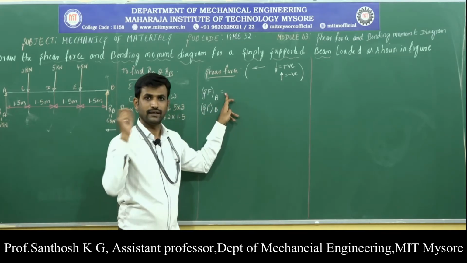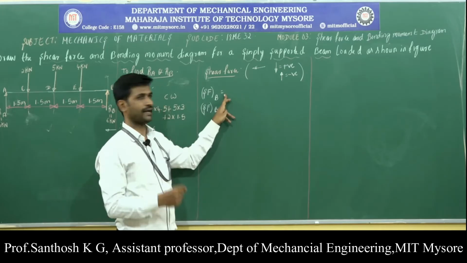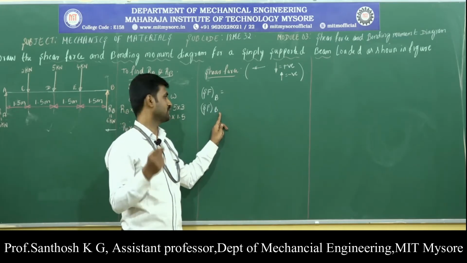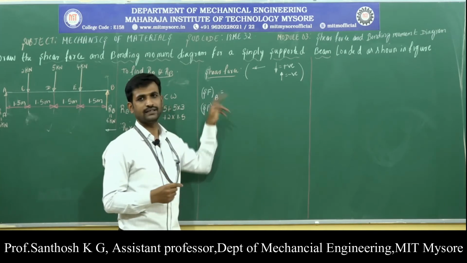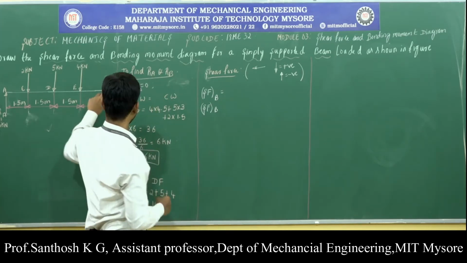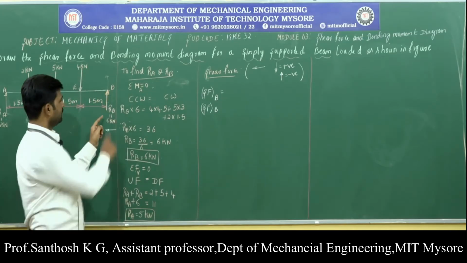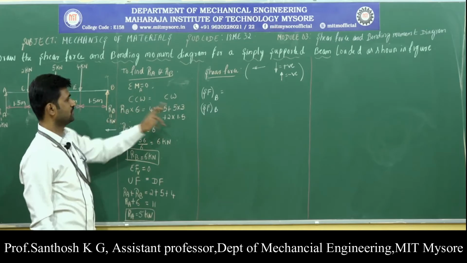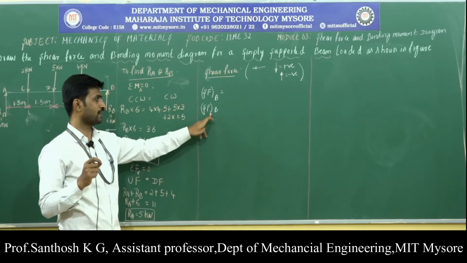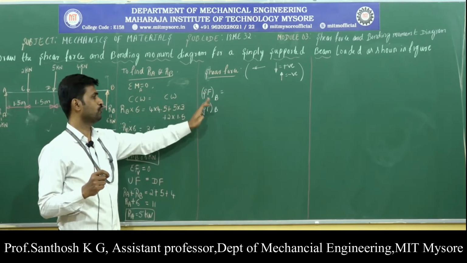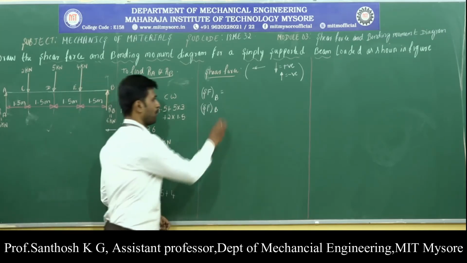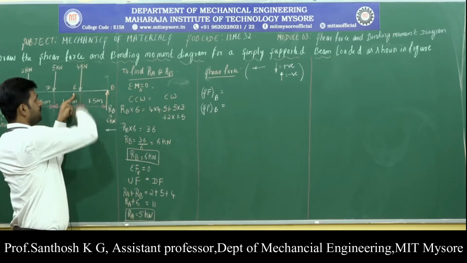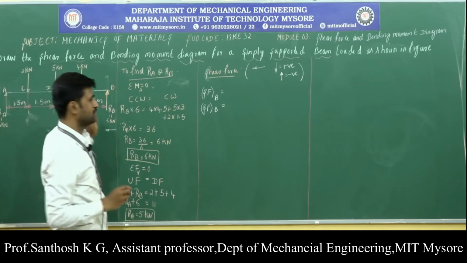One by neglecting the shear force acting at that point, and the second one is by considering the shear force that is acting at that point. So here if you come to the point B, here we are having one shear force which is RB. So since we are having one shear force at B, we are finding two values of shear force at point B. Similarly, if we come to point E, at point E also we are having one shear force.